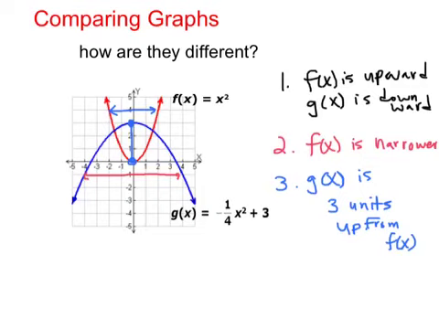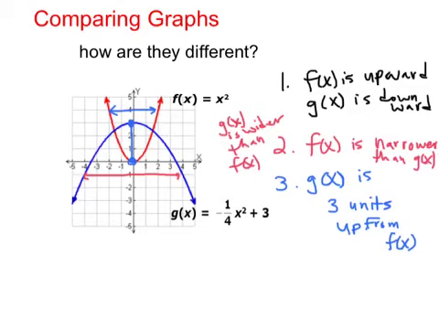And so there are 3 things that we can immediately point out. We can talk about whether one faces upward or downward. We can talk about whether one is narrower or wider. We could also say that g of x is wider than f of x, or we can say that f of x is narrower than g of x. Those mean exactly the same thing, it's just that we're talking about one in relationship to the other. And then the last thing is we can talk about how they're related to each other from a distance standpoint.